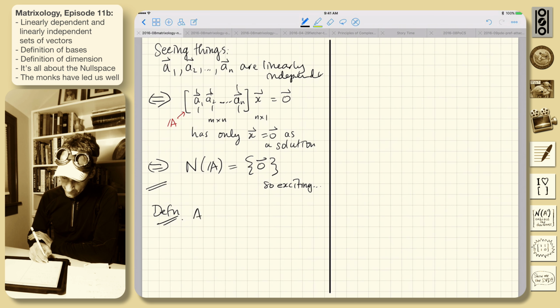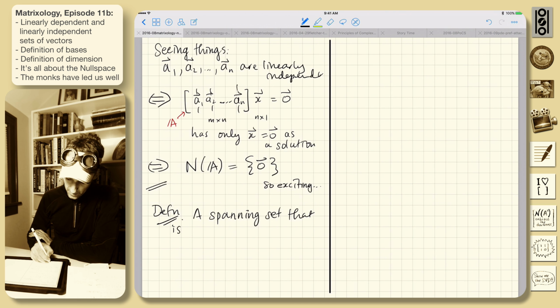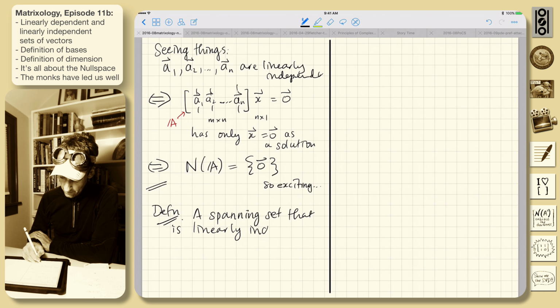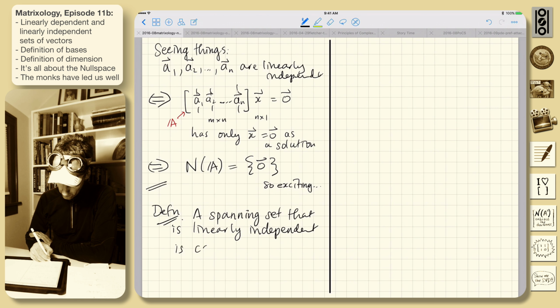A spanning set. So if we have a spanning set, this is a set of vectors. A spanning set that is linearly independent, we can't make one of them out of the others, is called a basis. And this is a big word for us. It's called a basis.